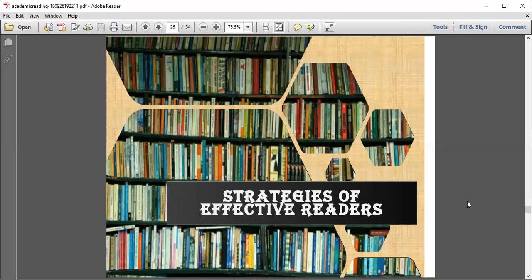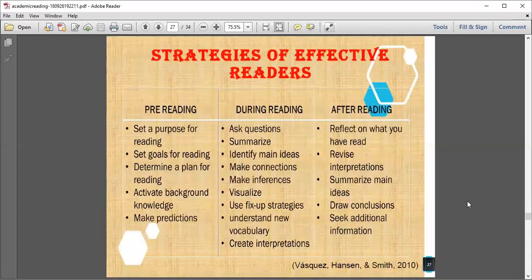Now come to strategies of effective readers. What are the strategies that effective readers use? These are pre-reading, during reading, and after reading strategies. Firstly, the pre-reading strategies. Set a purpose for reading. Set goals for reading. Determine a plan for reading. Activate background knowledge. Make predictions.